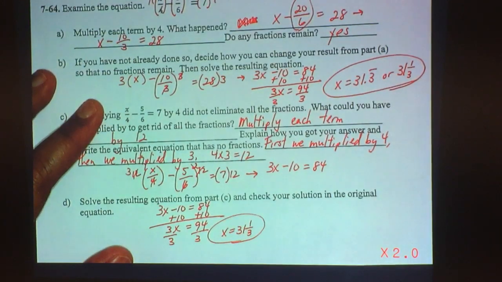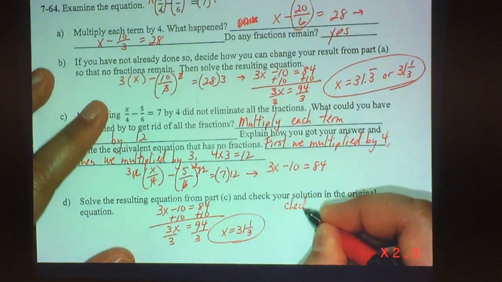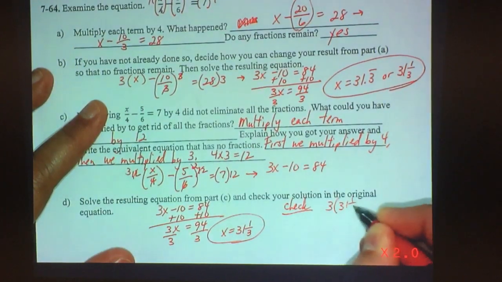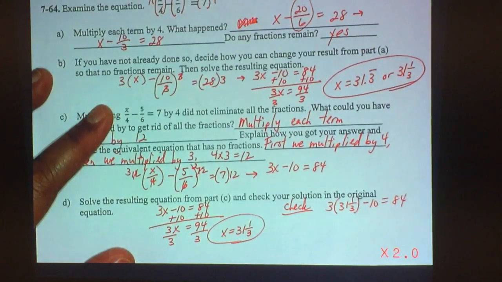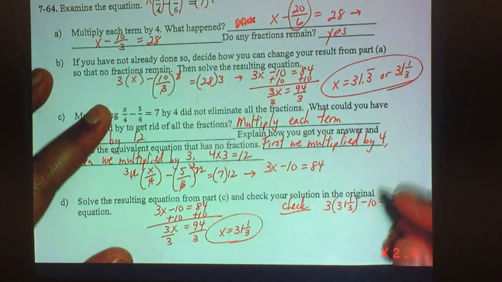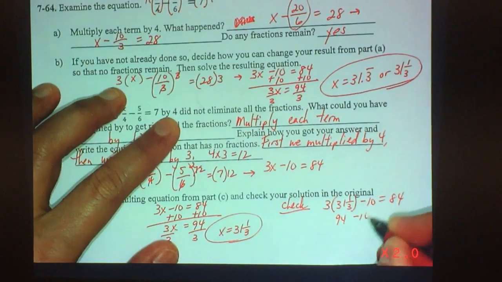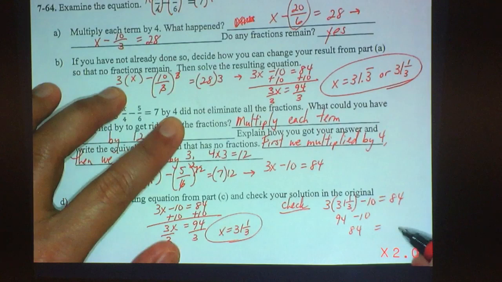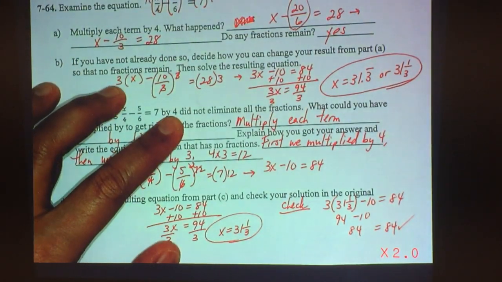Oh, it says to check our solution. Okay, so then here we're going to check. So if we had 3 times 31 1/3 minus 10, will that equal 84? What's 3 times 31 1/3? That's 94. What's 94 minus 10? Does that 84 equal this 84? Check. Okay.